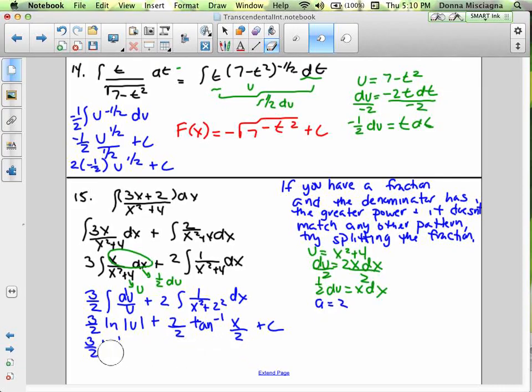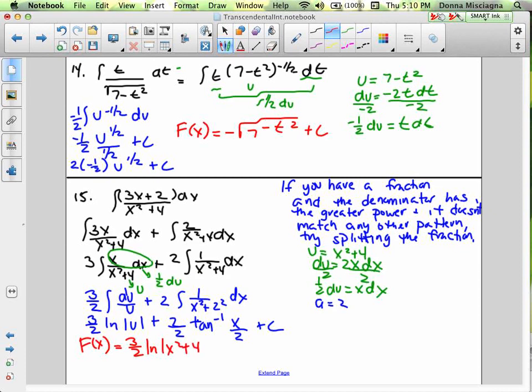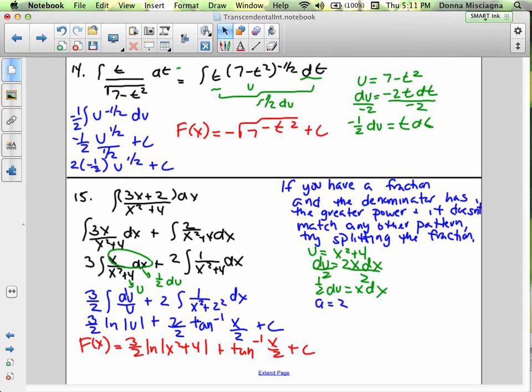And I forgot the f of x. So I'll just write it again rather than have to, I don't know where I'm going to fit it if I don't. F of x equals 3/2 natural log of x squared plus 4 plus the 2/2, I'm sorry, that's a 2/2. Can't read my writing. And that will reduce to 1, so arctan x over 2 plus c. So if I put in a 7/2 before, that was just because I can't read my handwriting. There we go. Now I can read it. And there we go. See? So what looked like it was going to be really hard once we split it was really easy.